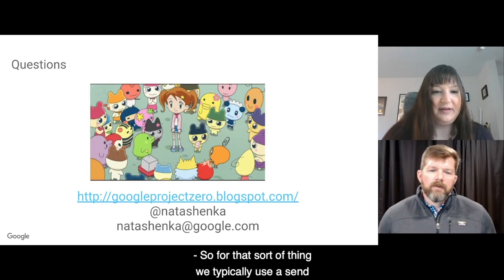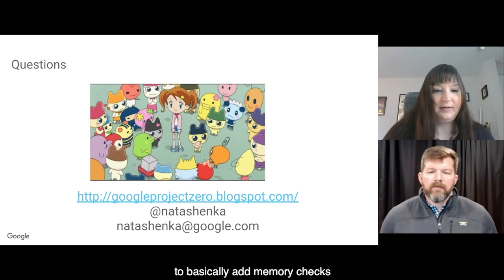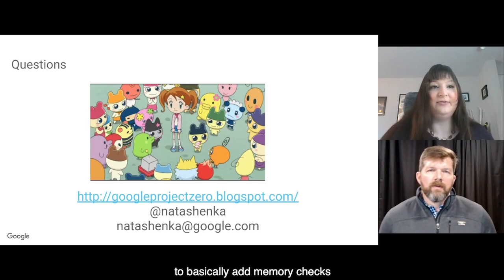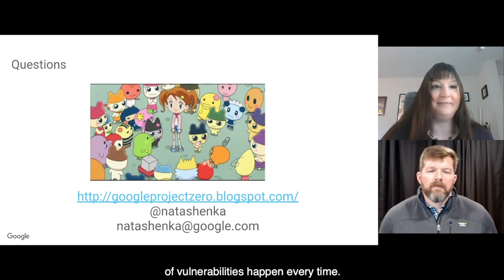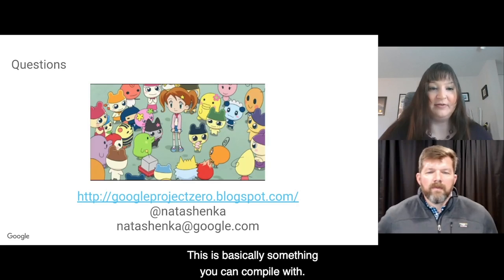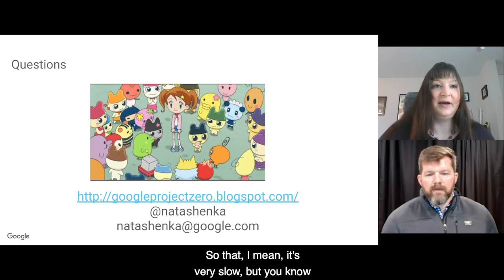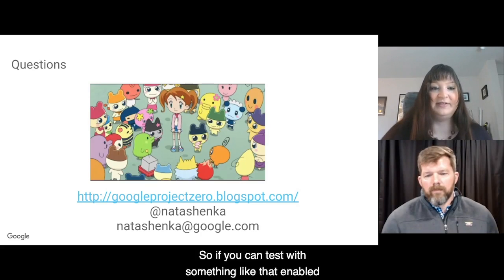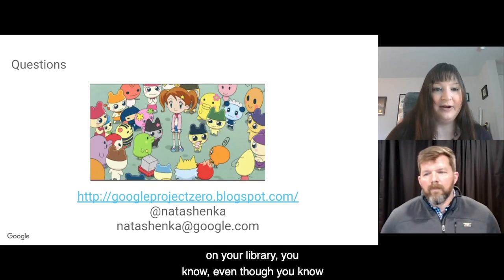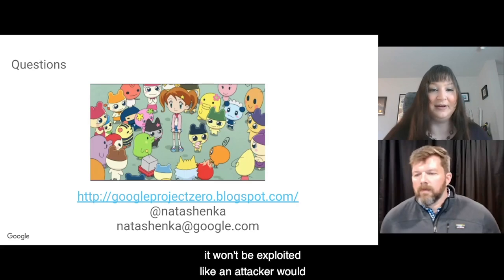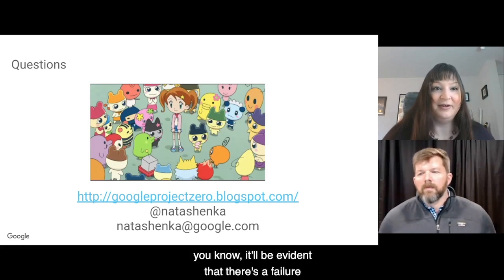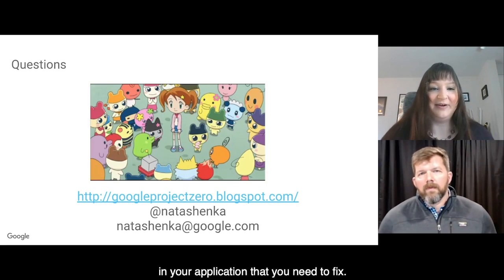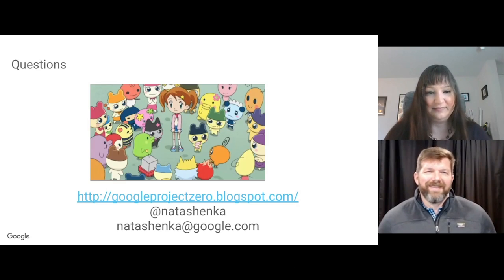So for that sort of thing, we typically use ASAN to basically add memory checks to libraries before we test them, and that will make these types of vulnerabilities happen every time. This is basically something you can compile with so that it's very slow, but every time you write to memory, it will check that that's valid. So if you test with something like that enabled on your library, even though it won't be exploited like an attacker would, it'll be evident that there's a failure in your application that you need to fix. Yeah.